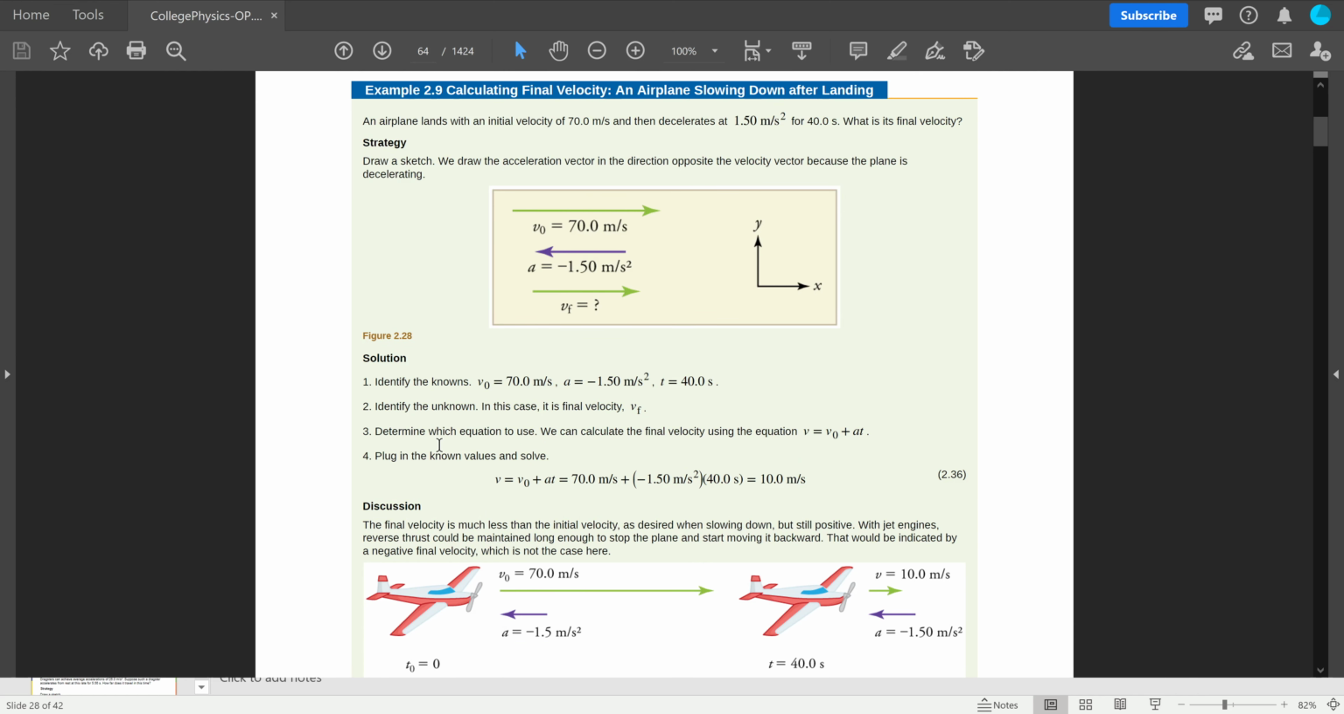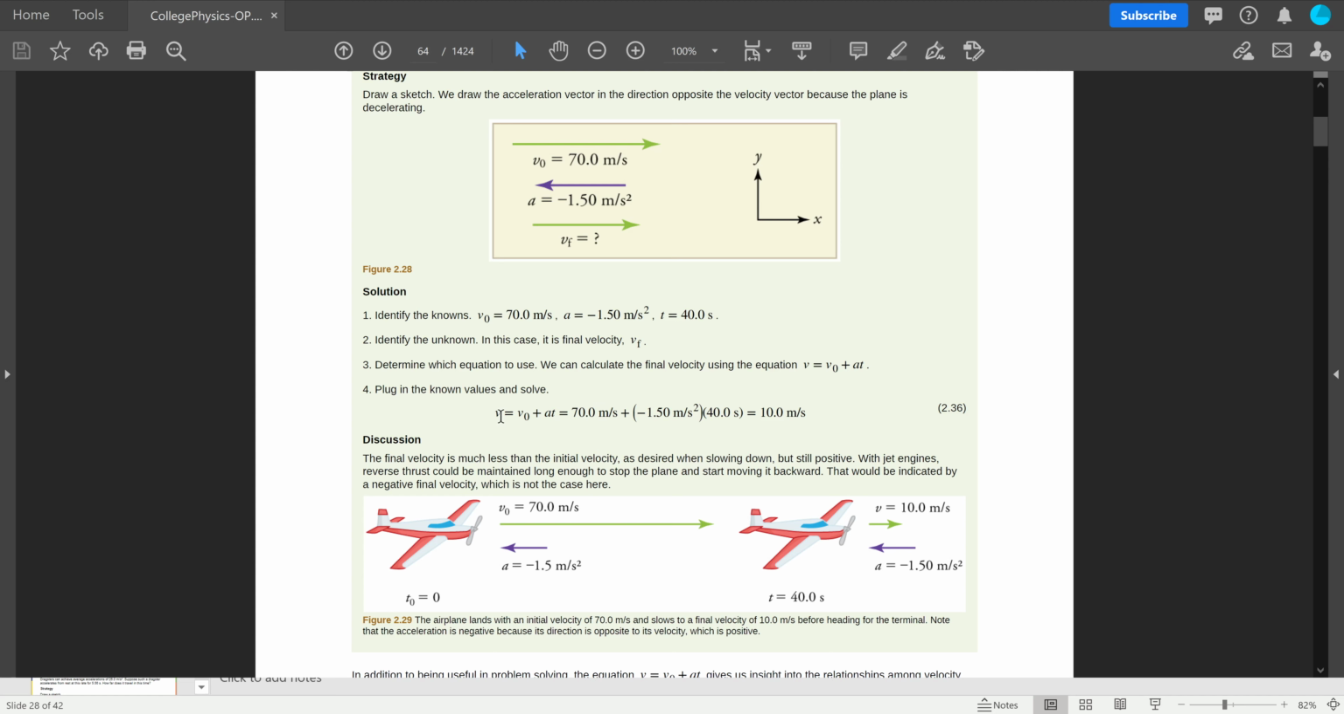Okay, so identify what you know. You know that your initial velocity here is 70 meters per second. We know our a is negative 1.5 meters per second squared because they did mention it's decelerating. If it's decelerating, like I mentioned before when we were talking about the direction of acceleration with the car, you do have to know whether everything is accelerating in the positive direction or decelerating in the negative direction. And we know our time, 40 seconds, that it took for all this to happen.